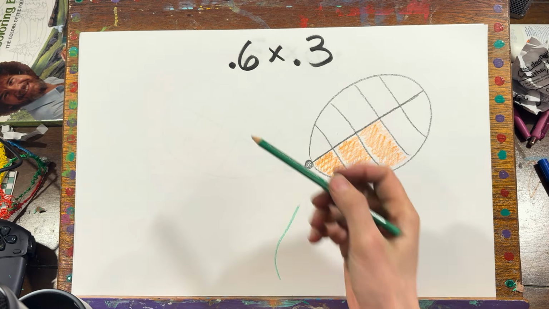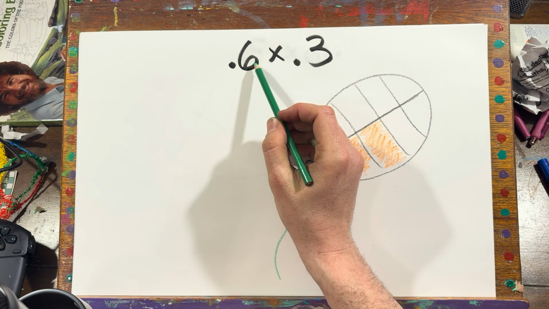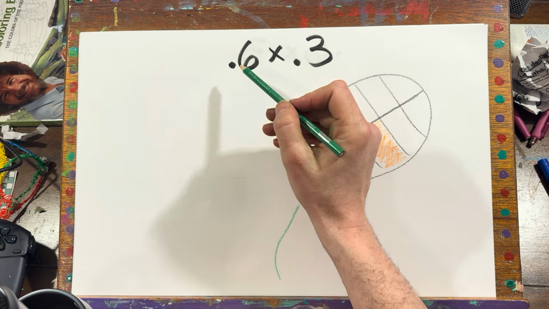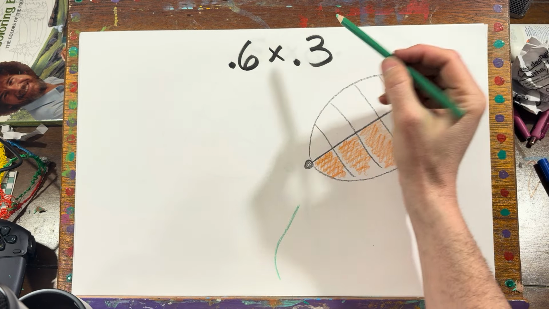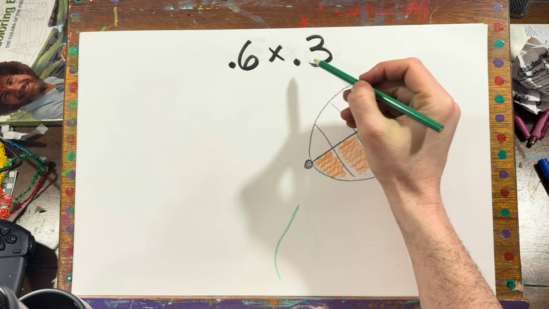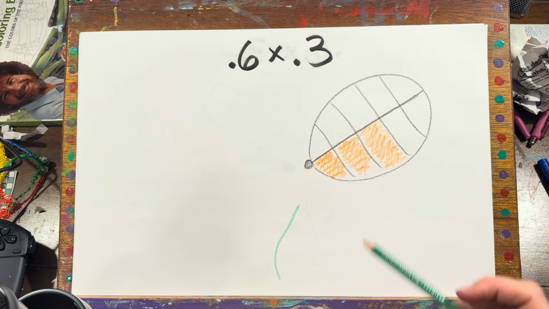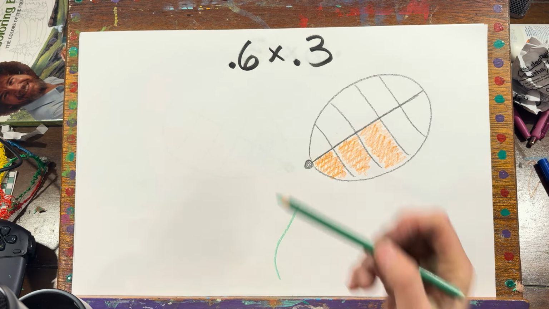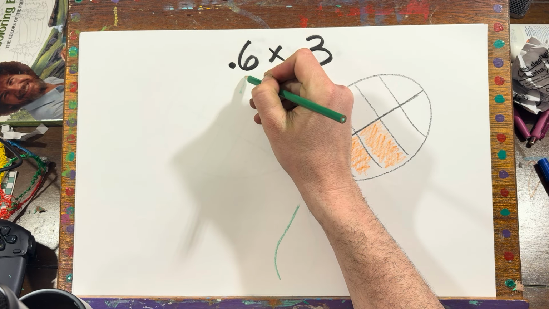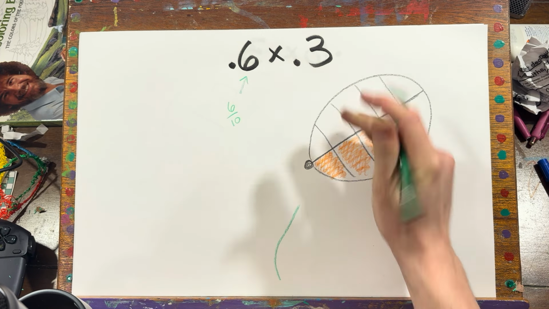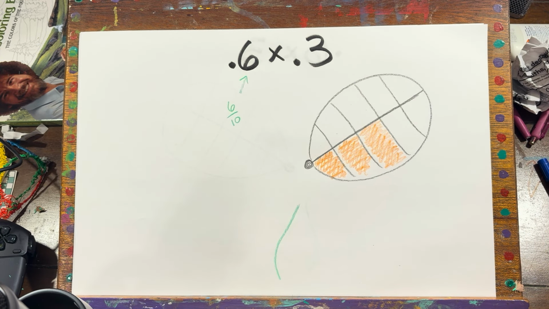Now, this problem doesn't have 6 flowers with 3/10 of a petal. It has 6/10 of a flower with 3/10 of a petal. So that means I have to take what I have here, and I only want 6/10. Another way of thinking of that would be 6/10 of this piece here.